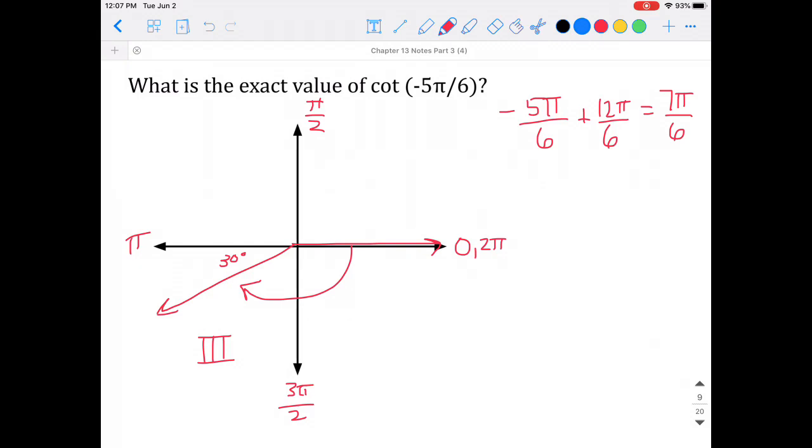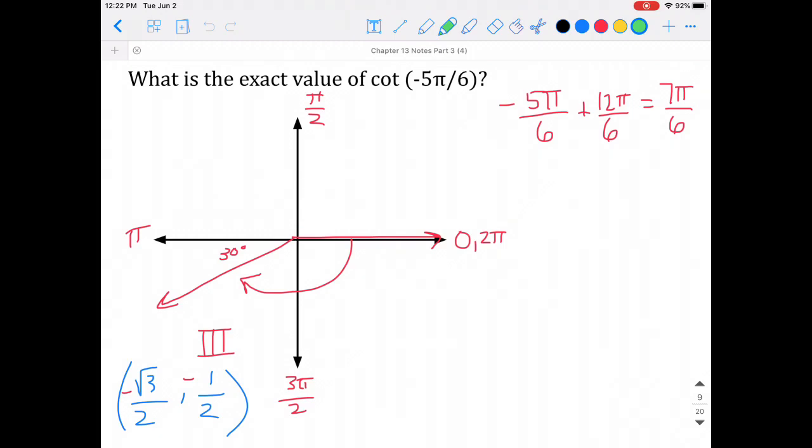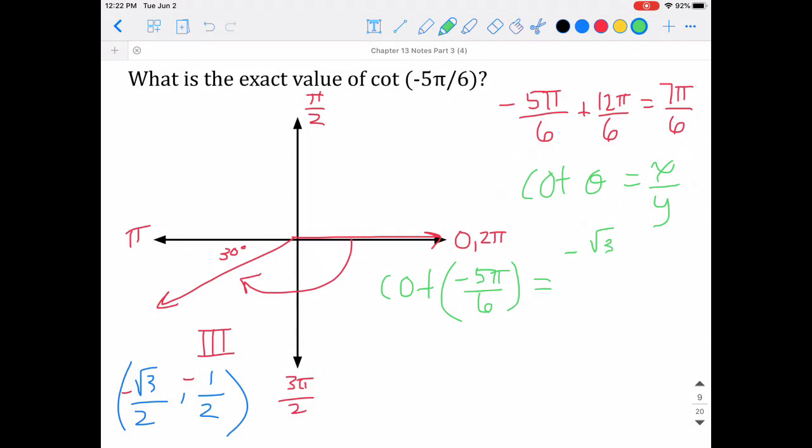That means that our coordinates for this point on the unit circle are going to be radical 3 over 2, comma 1/2. But because we're in the third quadrant, both of these values are negative. So now we have to figure out the cotangent using this corresponding point. So we know that cotangent of theta is equal to x over y because it is the reciprocal of tangent. So cotangent of -5 pi over 6 is going to be equal to negative radical 3 over 2 divided by -1/2.